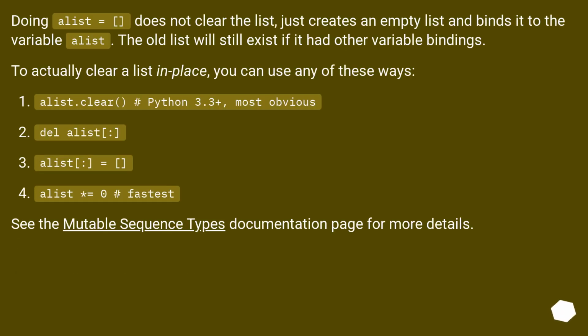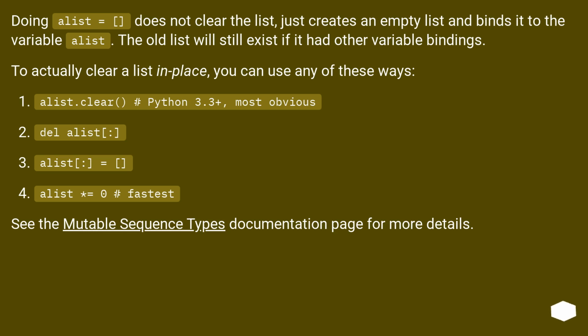Doing a list equals does not clear the list, it just creates an empty list and binds it to the variable a list. The old list will still exist if it had other variable bindings. To actually clear a list in place, you can use any of these ways.